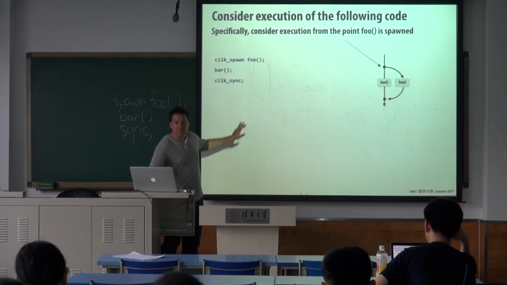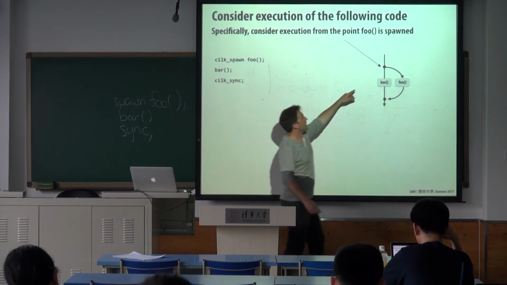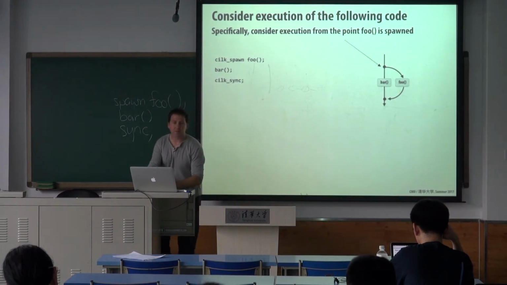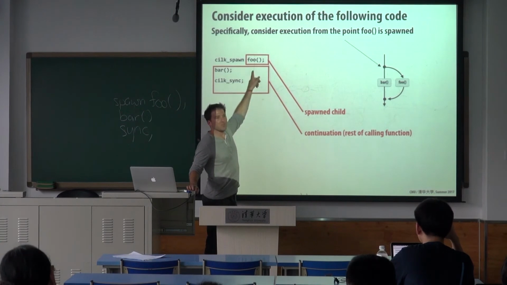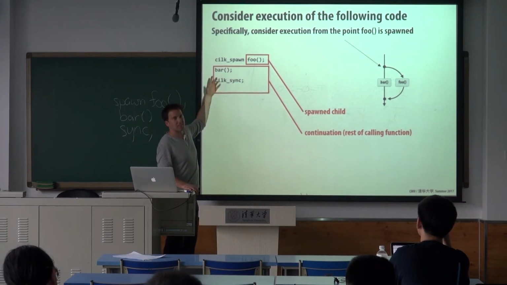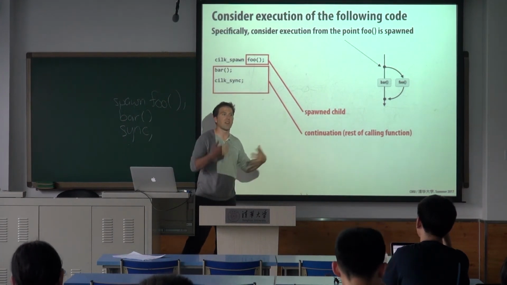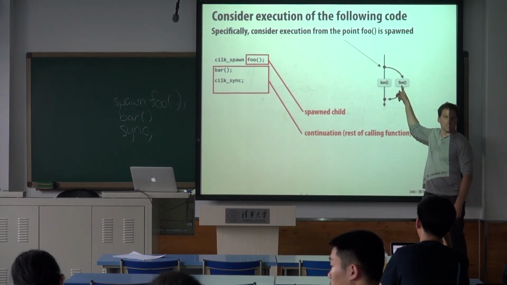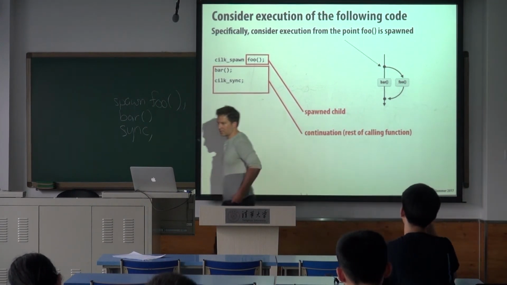Okay. So let's think about this example. cilk_spawn foo, bar, sync. So that looks like this. Thread spawns foo, does bar, syncs. And I'm going to use two terms here. I want to call the thing that we spawn the child. And I'm going to call the rest of the stuff to do the continuation, because that's sort of like, if you continued on in the current thread, that's what it would do. The reason we call it a child is it's like a child in the tree. And this is the continuation because you just keep going straight. So I'll use these terms for the rest of the lecture.